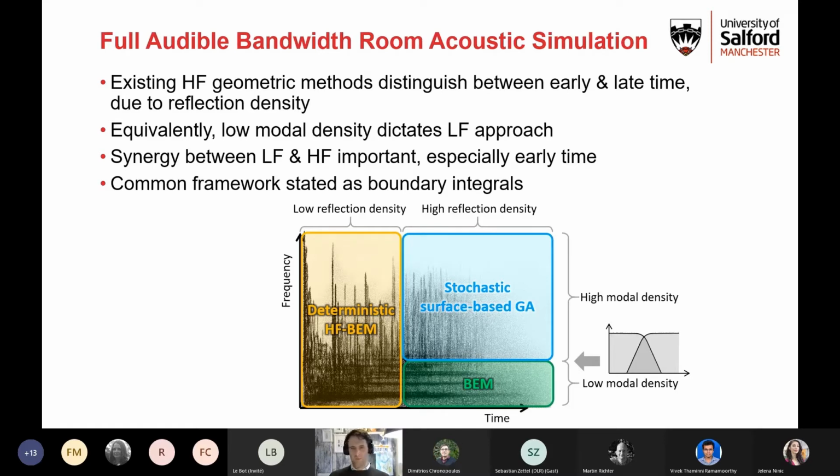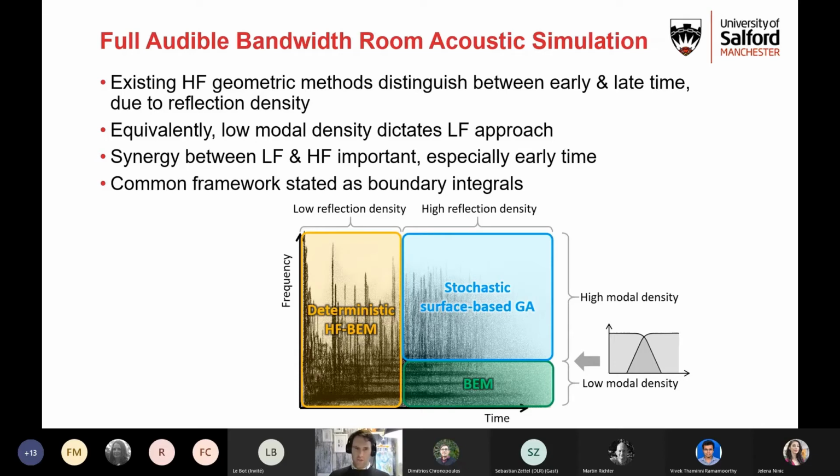And I'm working on boundary element method. We've heard a few talks, Alan yesterday and Martin in a minute, talking about boundary-based or surface-based geometrical acoustics. That's what it's called in a survey article. And this gives you a nice common framework as boundary integrals. If you used high-frequency BEM for early reflections, something like DEA for late reflections or radiosity, and then used boundary elements at low frequencies, then this would all fit together in terms of being modelled on boundaries.